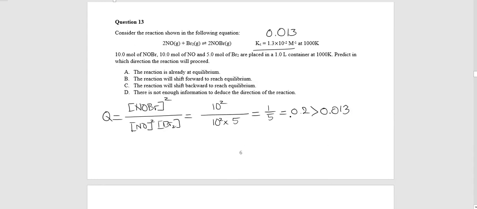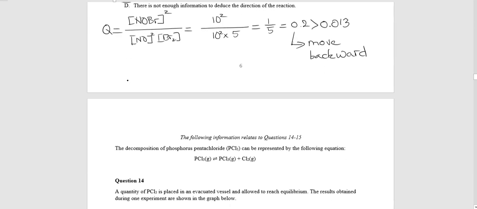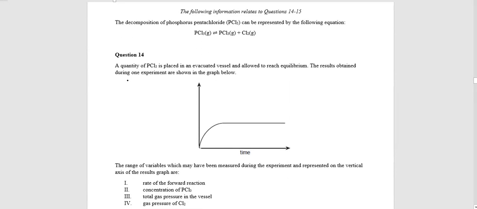So because Q is greater than K, it means that when the system wants to eventually reach equilibrium, it is going to do that by trying to reduce this Q, which means that it needs to move backwards. So it could actually reduce the amount of product and increase the amount of reactants. So the reaction will shift backwards to reach equilibrium. It's C. Almost finished. We have 2 questions left, 14 and 15.